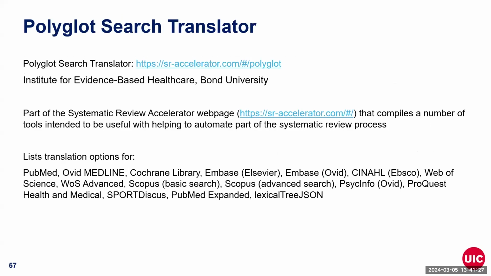The Polyglot Search Translator. It's hosted and produced by the Institute of Evidence-Based Healthcare at Bond University in Australia. It's part of their larger Systematic Review Accelerator webpage that compiles a lot of tools that are intended to be helpful with automating different parts of the systematic review process. It lists translation options for a lot of different databases, and there's a full list down here.